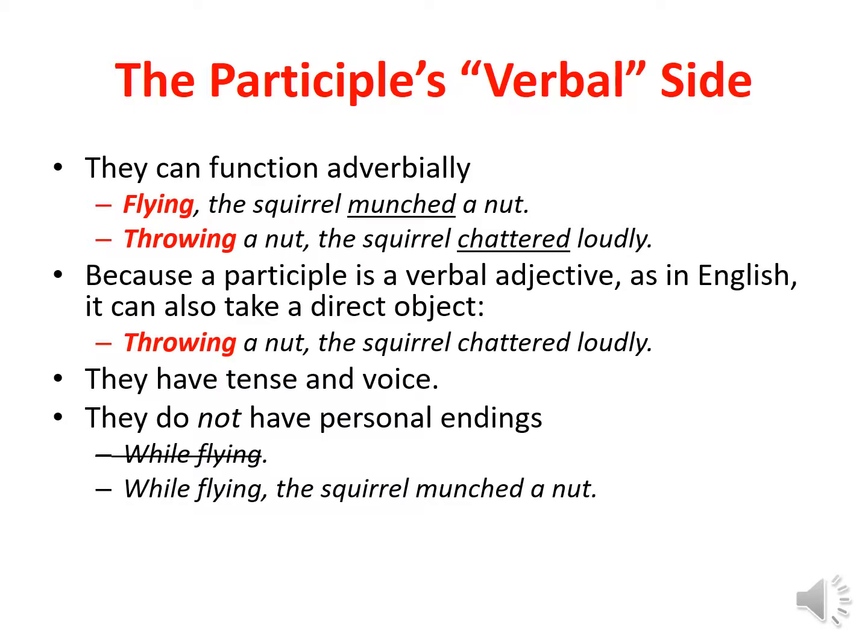This, however, is a complete sentence. While flying, with the participle, the squirrel munched a nut. Munched is a finite verb. And finite verbs will have personal endings that tell you who the subject is. Participles, because they are not finite, will not have personal endings and do not have subjects, so to speak. All right, and finally, the participle can be negated as indicative verbs are, except that while the indicative is negated with οὐ, the participle will be negated with μή. But both mean not.